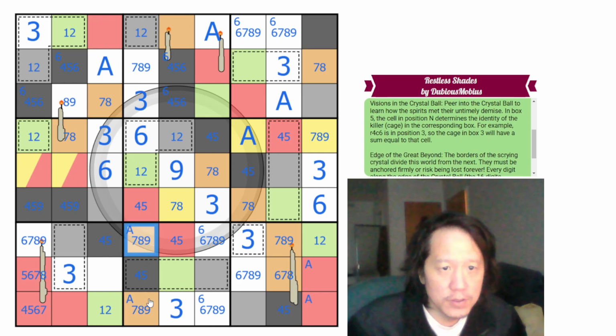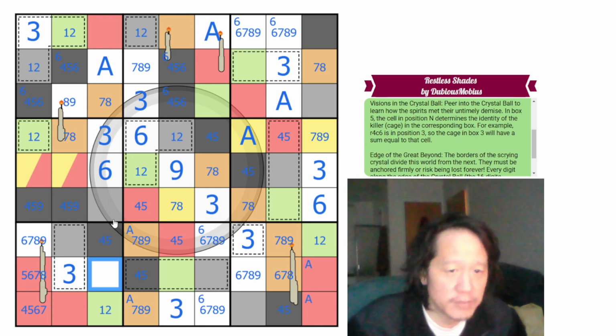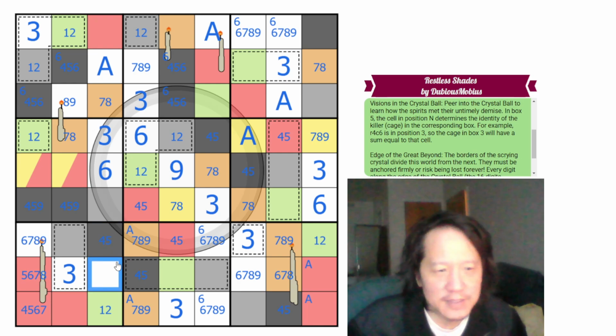Therefore, wait, it can't be either because this is orange. Oh wait, no. This is not on the edge. So you don't have that rule set. I'm like, how does that break then?